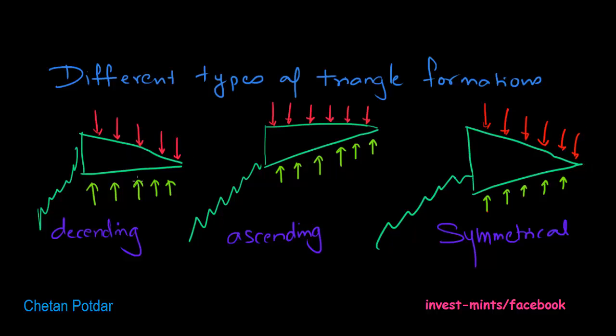So here you are, different types of triangles. This is the triangle formation. You can trade the triangle formations. You can make a lot of money out of it. Price is going up, descending triangle. Price is going up, ascending triangle. Price is going up, symmetrical triangle.